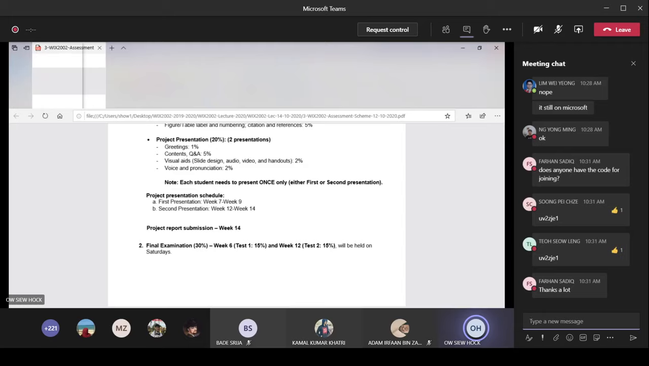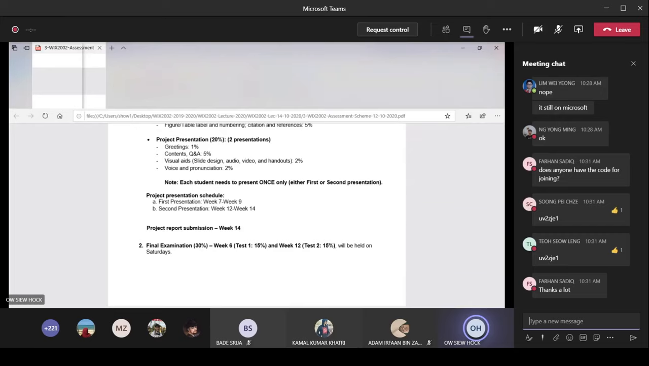You only need to present once, so that's why I put the note there: each student needs to present once only, either in the first round or in the second presentation slot. The first presentation slot will be week 7 until week 9, because there are many groups. In one tutorial group there are a few teams, so I need about 3 weeks. Each team will be given about 10 to 15 minutes at most. The second presentation will be week 12 until week 14. Lastly, the project report submission will be by week 14 at the latest.